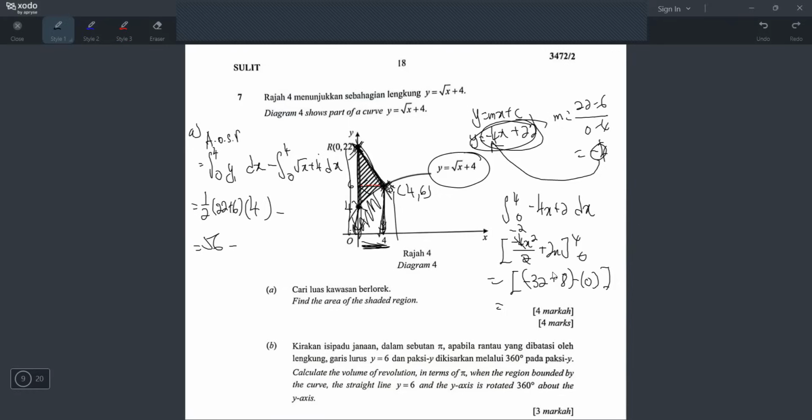Wait, did I do it correctly? 1 over 2 times 22 plus 6. Okay, let's calculate the gradient one more time. y minus y, 0 minus 4. What is 22 minus 6? 16, right? Divide by 4 is divide by -4, so -4.